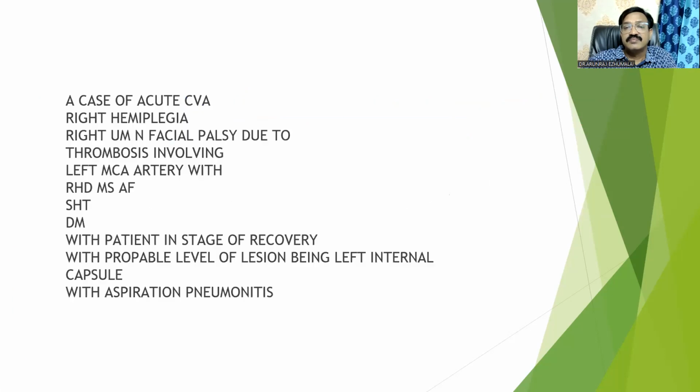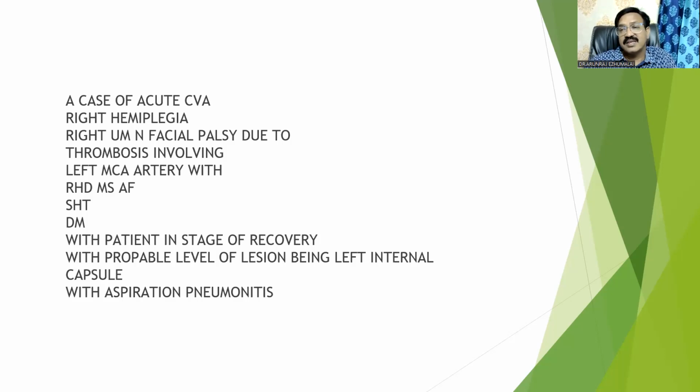So ultimately, I want to repeat again, the diagnosis should be corroborated with the history taking and clinical findings. For example, you have to tell: a case of acute or recurrent or old CVA, right hemiplegia, right upper motor neuron facial paralysis, probably due to thrombosis involving the left MCA territory, the opposite side. The patient is also having rheumatic heart disease, mitral stenosis with atrial fibrillation, and other comorbid features like systemic hypertension and diabetes mellitus.